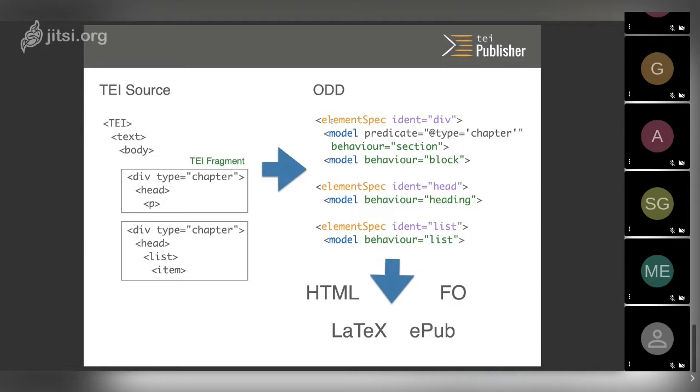So basically, the ODD is a series of specifications. They are all called element spec, so for element specification. And each element spec knows how to deal with a certain element. So the first one knows about divisions, the second one knows about headings, the third one knows about lists. So if our fragment is passed to the ODD for processing, then the processing model engine, in this case TEI Publisher, would see, okay, there's a division, so I need to process it with this rule. And then I continue below and I find a head. Okay, the head, this would be handled by this rule. And the list would be handled by the third rule. That's how it basically works.